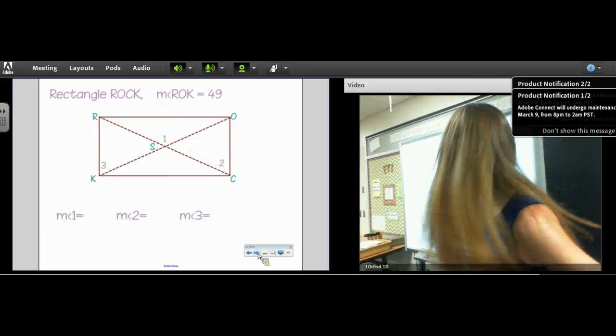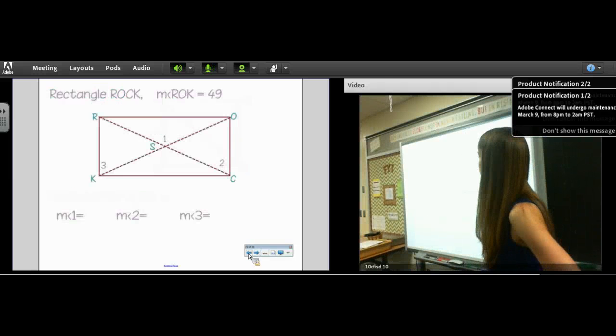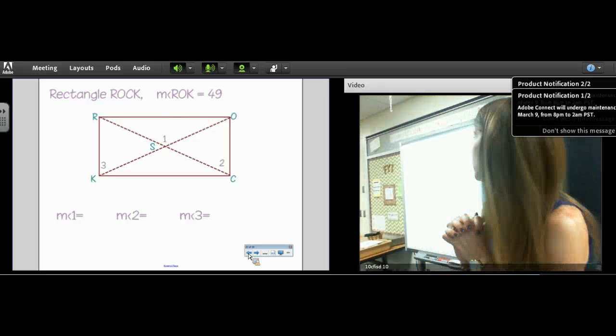Now we're going to do the angles, and then we'll do a square, and then we'll be done. Okay, stay with me. I know it's a long day. Okay, let me just start talking about it.